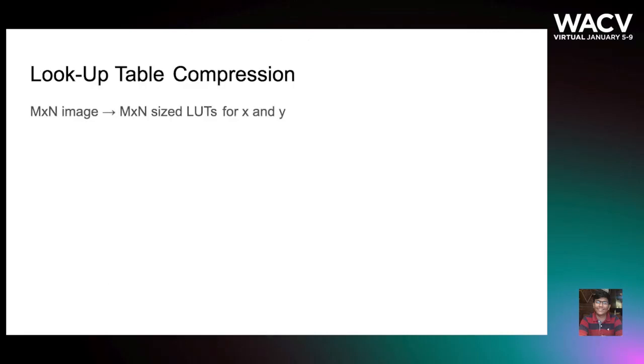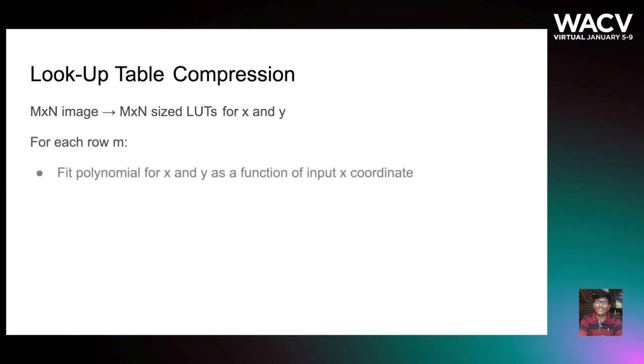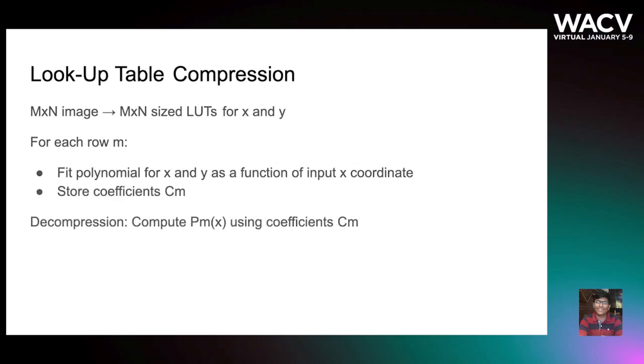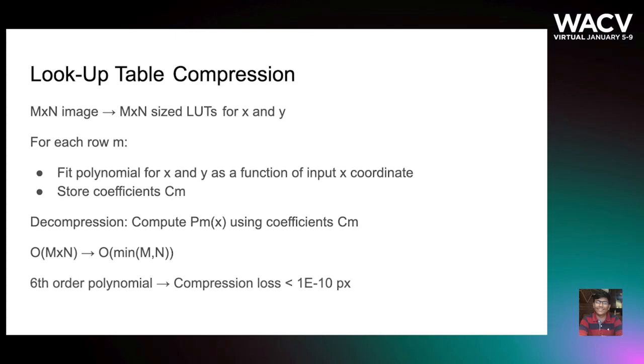To reduce the memory footprint even further, we compress the lookup tables by fitting polynomials to each row or column of the lookup table, depending on which is smaller, and storing the coefficients. The decompression involves minimal computational overhead since we only need to compute the value of a polynomial at a given x or y using the coefficients that we have stored. This method allows us to compress the lookup tables from an m cross n size to a linear size. We also see that the compression error is pretty low using something as simple as a sixth order polynomial.